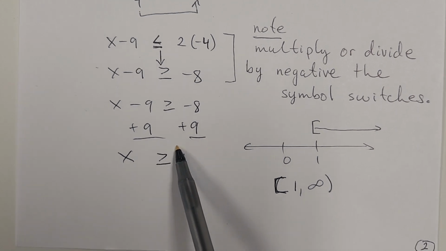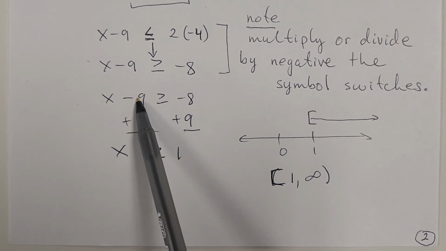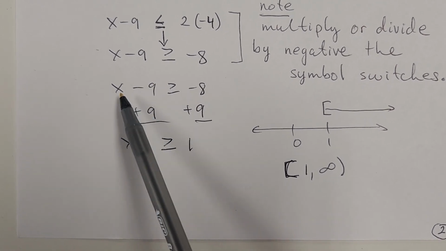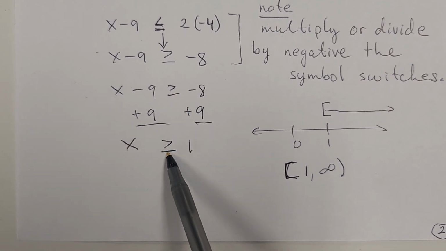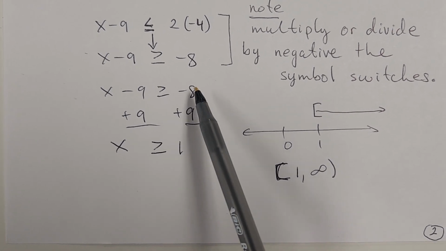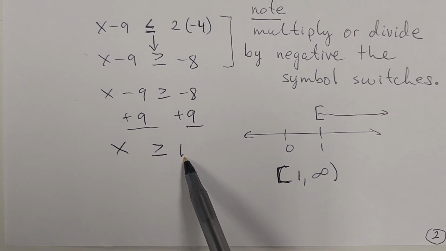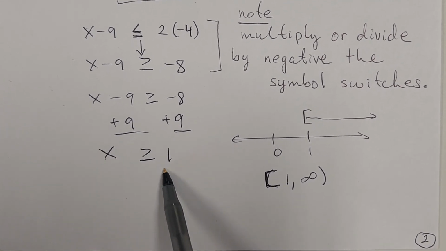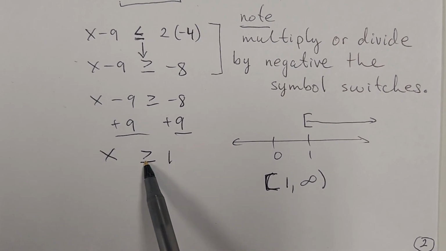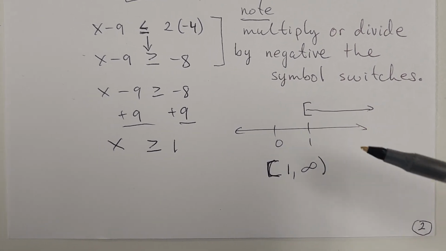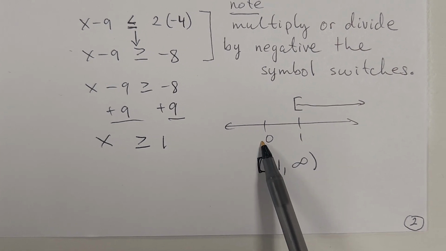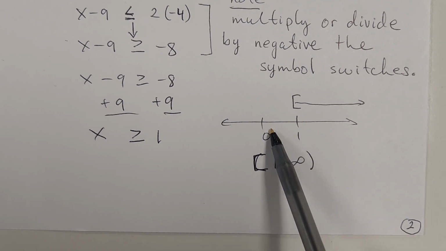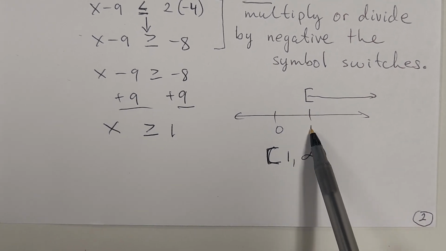Next I want x to be by itself, so add 9 over. This 9 goes away, bring down the x, bring down the greater than or equal to symbol, and then negative 8 plus 9 gives me positive 1. Once the letter is by itself, we are done. So this is my answer. Use my answer to graph. Again, put 0 in, that's my starting place. 1 is easy, so just pick somewhere on the right side of 0 and put a 1.